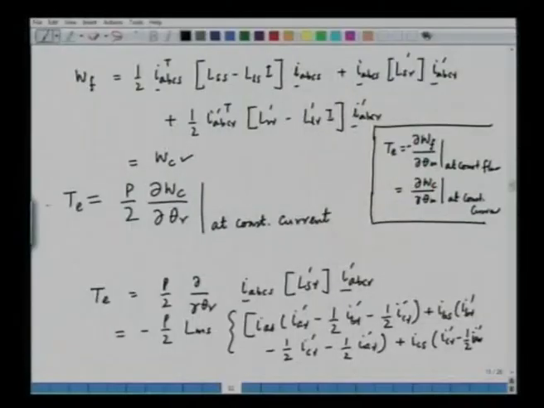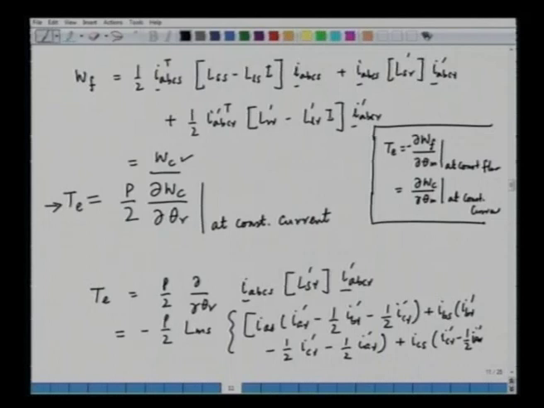And we also know that if we want to find the torque, it is the derivative of the co-energy with respect to theta r, given by this particular expression. TE, the torque generated by the machine, is equal to P by 2 multiplied, because we have assumed theta r is the electrical angle. WC is the expression that we have already seen, and it is dWc by dθr at constant current. So, we can assume that all the currents of the stator and the rotor are kept constant when we are doing the differentiation. This is a partial derivative with respect to theta r.